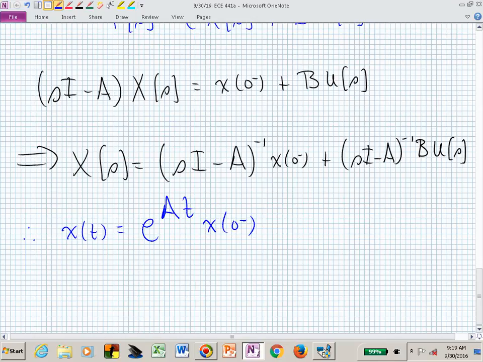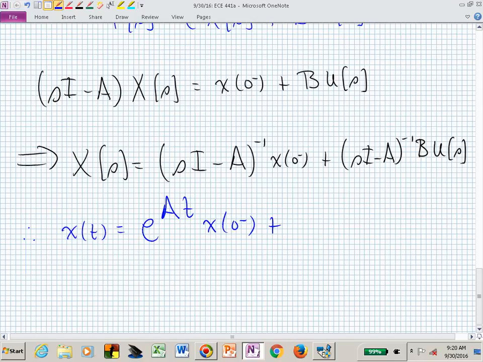How big was A? It's n by n, so e to the At is the same. It's square and it's n by n. And we'll get more comfortable with e to the At in a little bit.